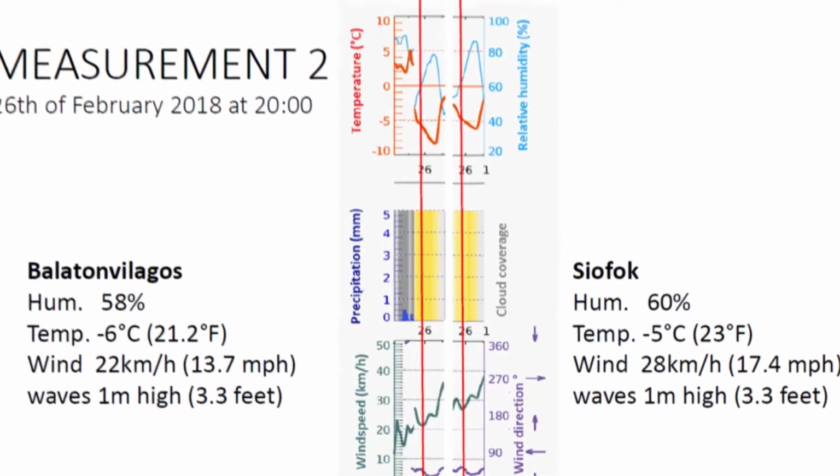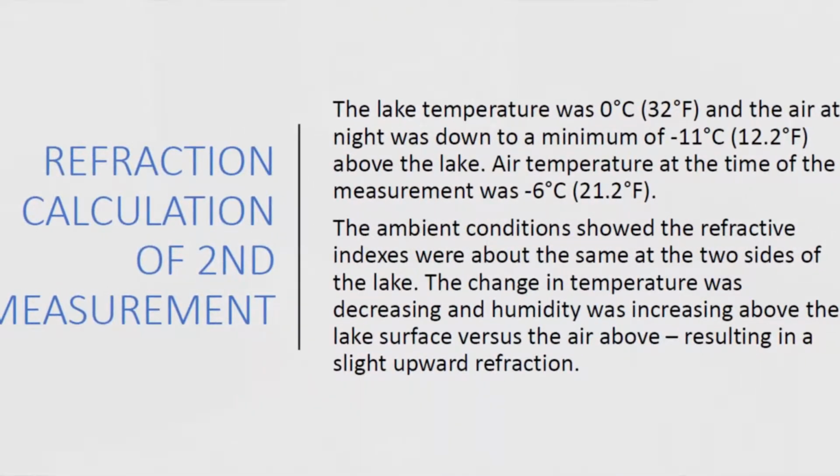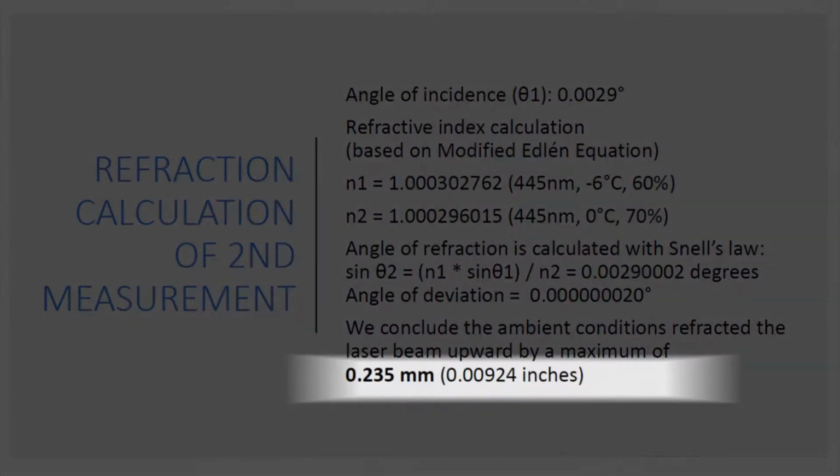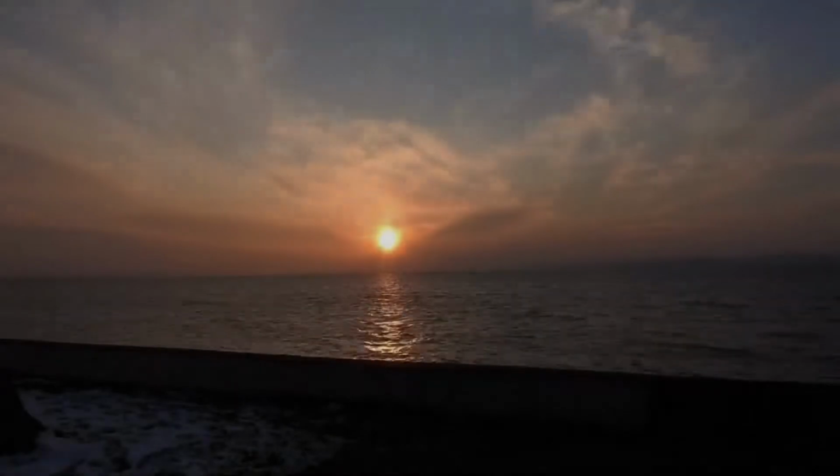The ambient conditions at the time of the measurement indicated a marginal refraction of the beam based on the difference of the refractive index on the two sides. Our calculation gave a result of 0.235 millimeter deviation from a perfectly straight line at the time of the measurement. The corrections have been calculated for the mean sea level, ellipsoid and geoid undulation. Their magnitude is also well within the margin of error.